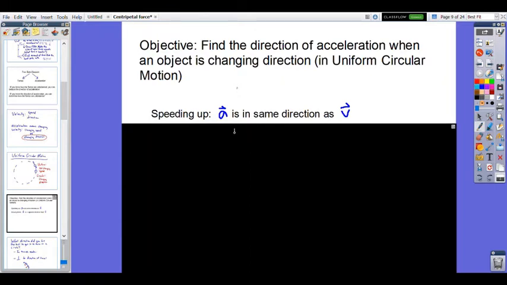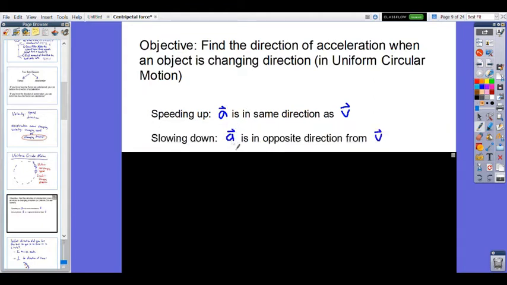you guys should know that the acceleration is in the same direction as the velocity. So for example, if it's moving right and speeding up, you would say the acceleration is to the right. And if it's slowing down, the acceleration is in the opposite direction of velocity. So for example, if it's moving to the right and slowing down, you would say the acceleration is to the left. But the question is, well, what if it's changing direction? What direction is it accelerating?